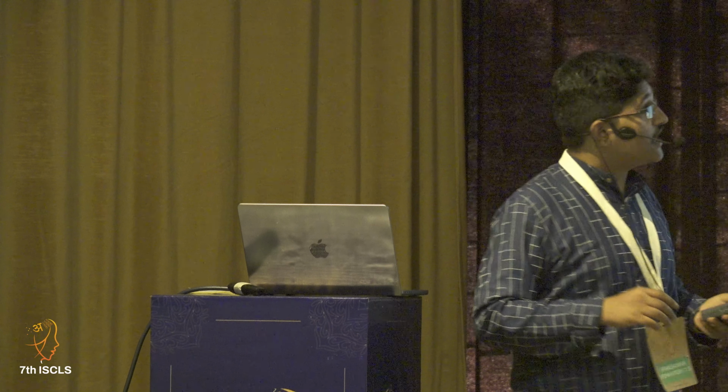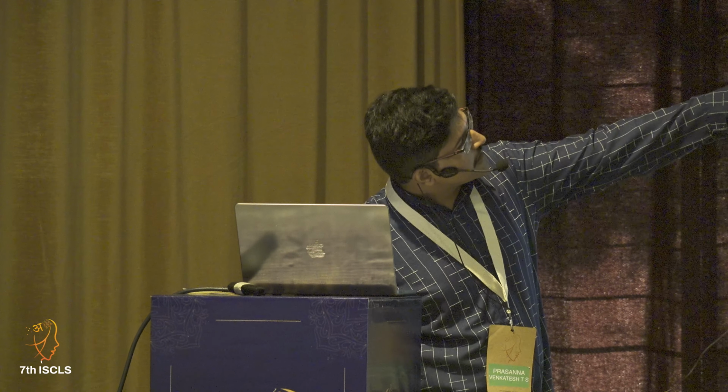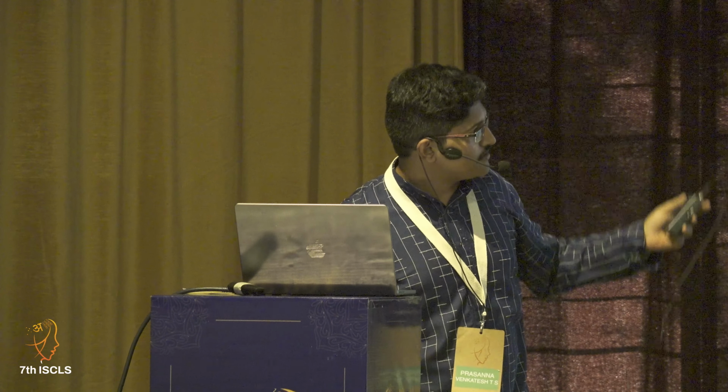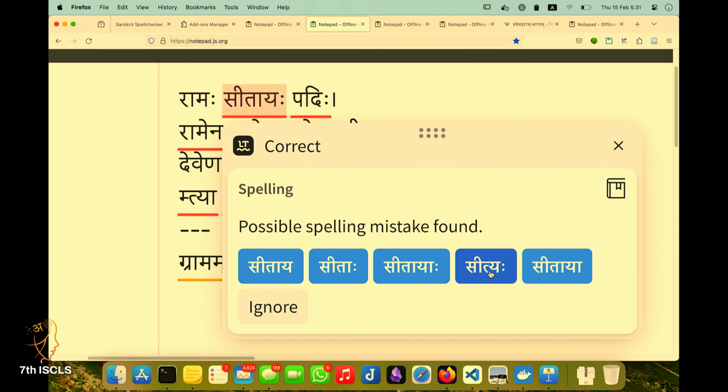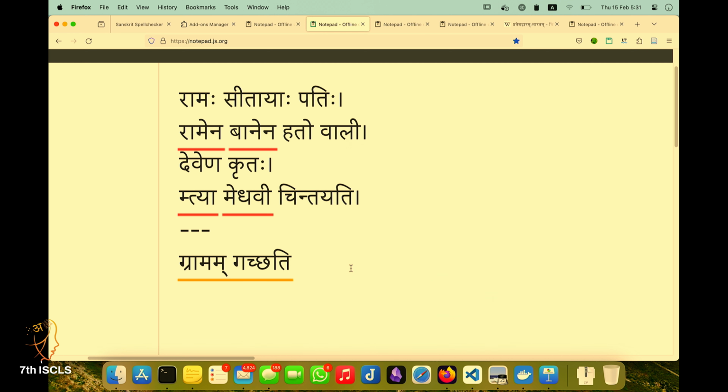The same thing, I'm going to use it here. I have installed the LanguageTool extension, and I'm providing the dictionary for LanguageTool. Now the spell checking is done using LanguageTool. So the same Sita Yaha, it shows the possible combinations. You can choose whichever is most appropriate in the context. So here Sita Yaha, Patihi. So this can be handled.